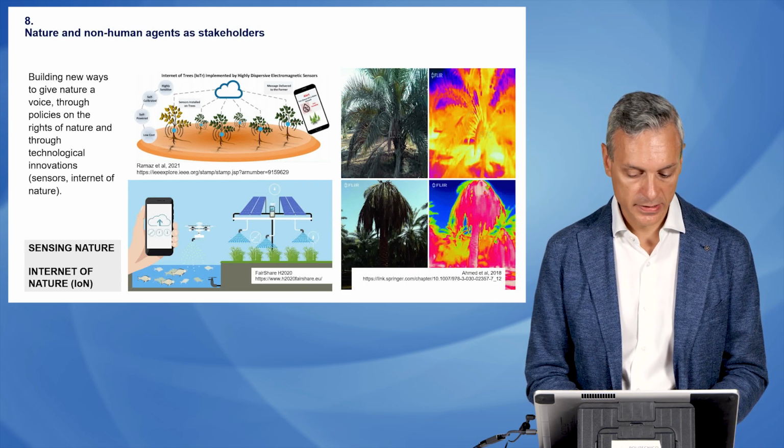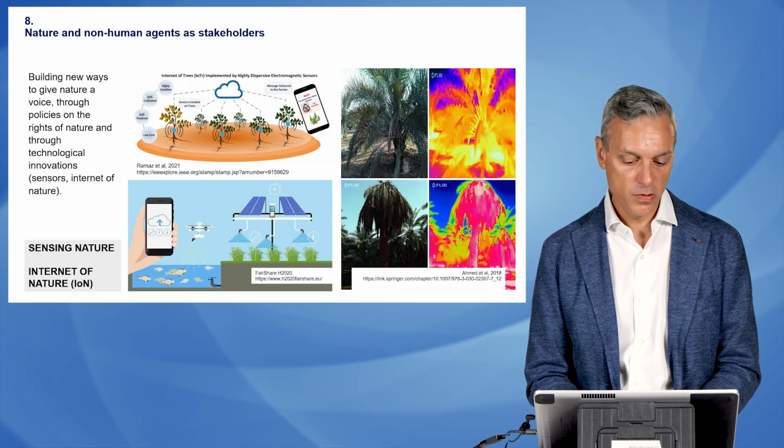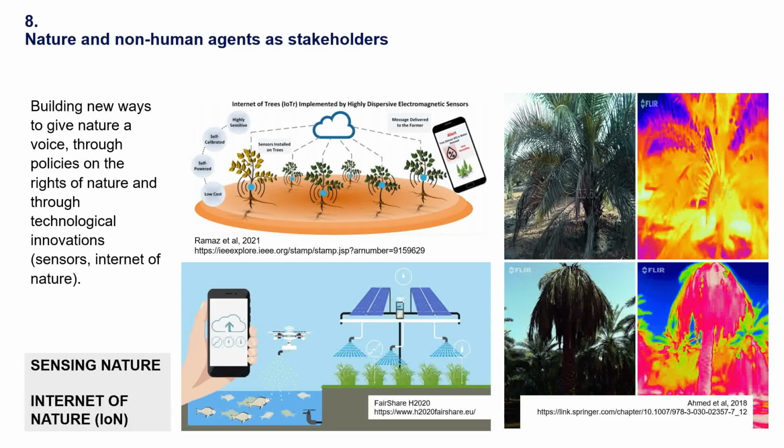Of course, art is a good way for communicating, but we have also other tools available. We can look at policies that give voice to nature, like recognizing rights to nature in decision-making processes, but also technological innovation like sensing, diffusing sensors over the environment will generate this concept of Internet of Nature and give voice to nature in order to recognize when nature is suffering or nature is healthy.